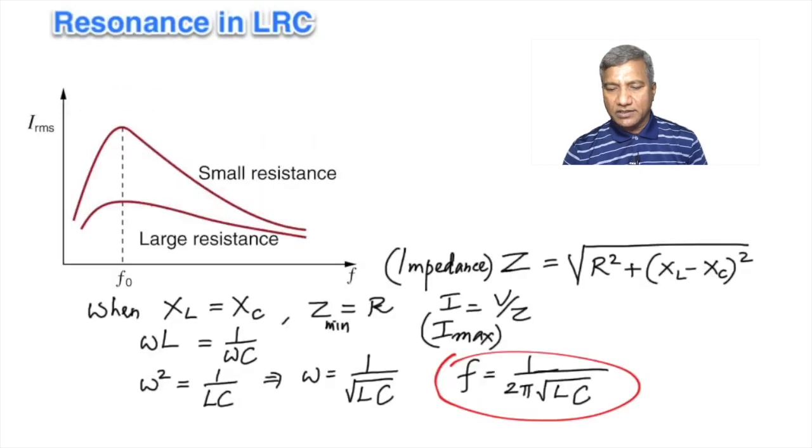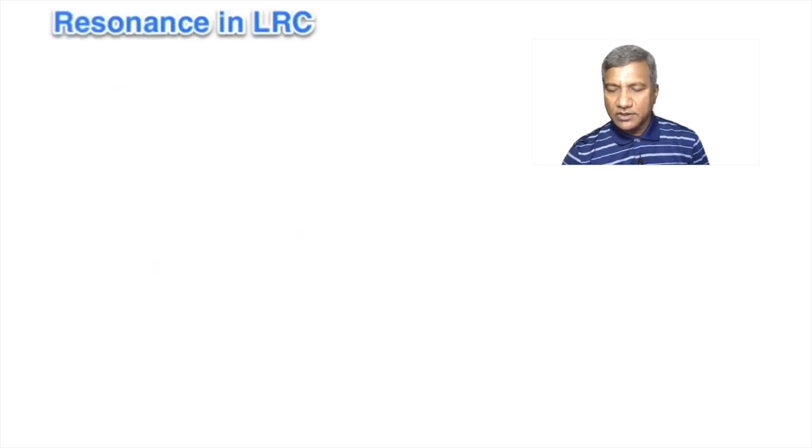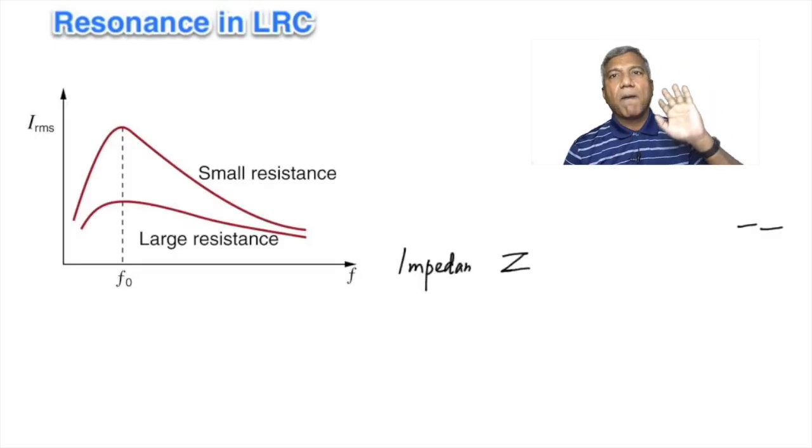And when they cancel out, we have the impedance. Let me go back. The impedance is just going to be the resistance, because these two become equal, right? It cancels out, and square root of R squared is just R. So that means the impedance becomes minimum. Why minimum? Because you have made this quantity 0. So impedance at resonance becomes minimum. That means the current becomes maximum.